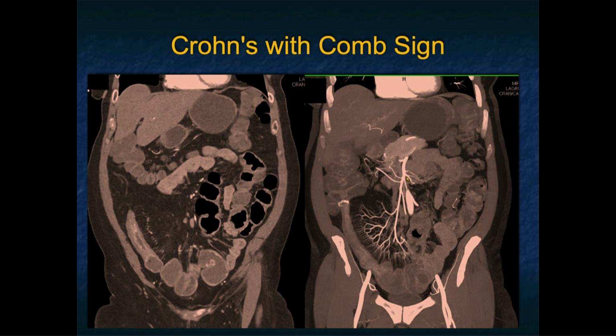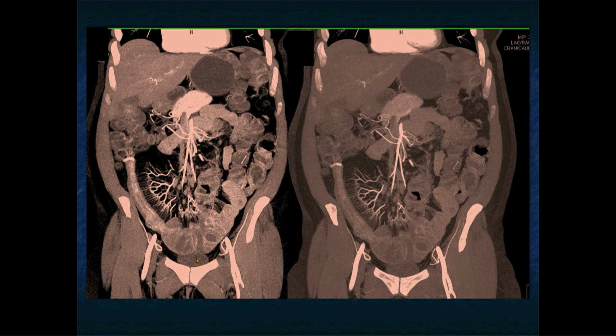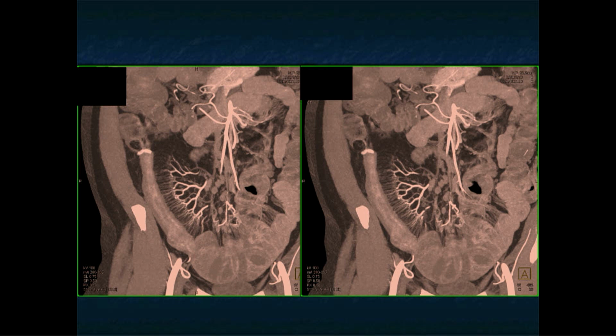Again, very nicely here, you see the patient's SMA. You see the ileal branches off the SMA, the prominence to the terminal ileum, the mucosal enhancement of the terminal ileum, and again, very, very nicely shown in that example to give you a really good look at what is active Crohn's disease.